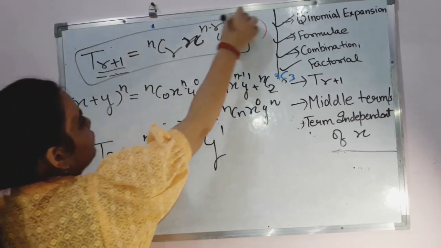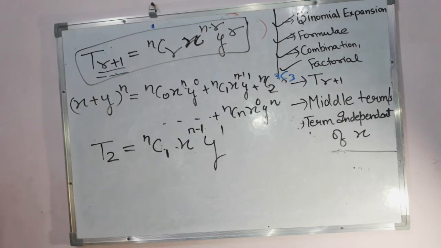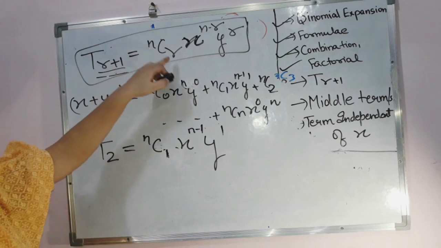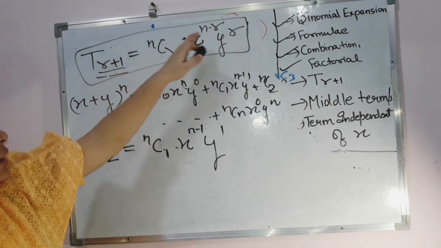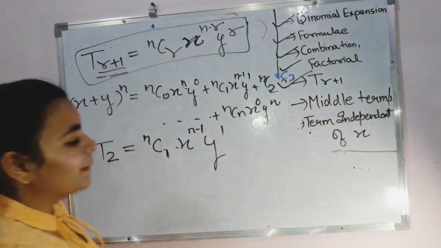This is my formula for the general term, that is if I have to get my r plus 1th term, then that is equal to ncr x raised to the power n minus r and y raised to the power r. Is it clear? This was my r plus 1th term.